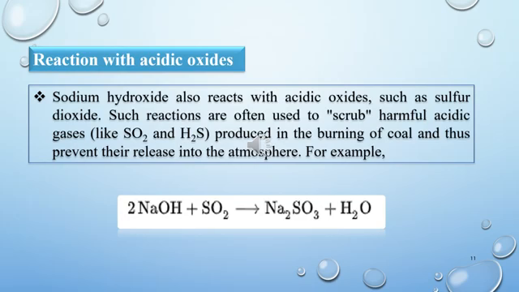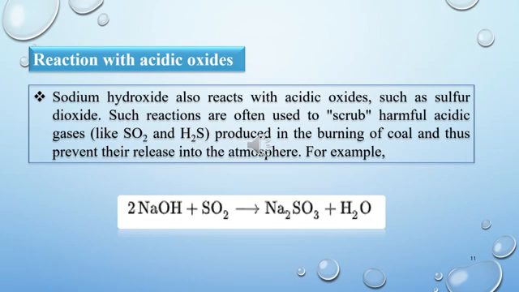Such reactions are often used to scrub harmful acidic gases like sulfur dioxide and hydrogen sulfide produced in the burning of coal, and thus prevent their release into the atmosphere. For example, in the figure, sodium hydroxide is reacting with sulfur dioxide and forming sodium sulfide and water.